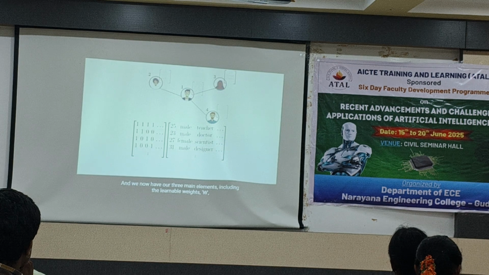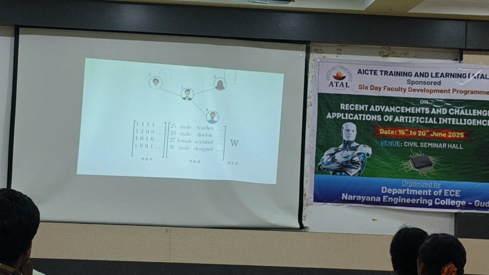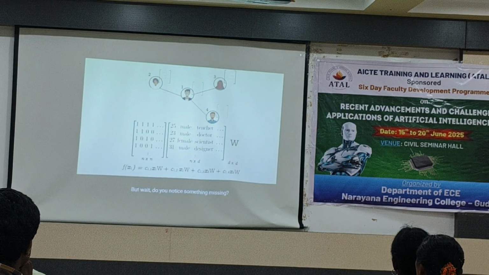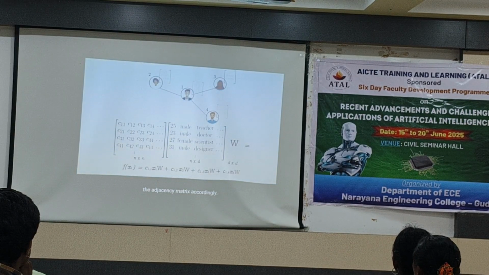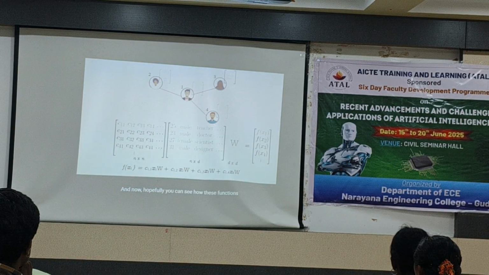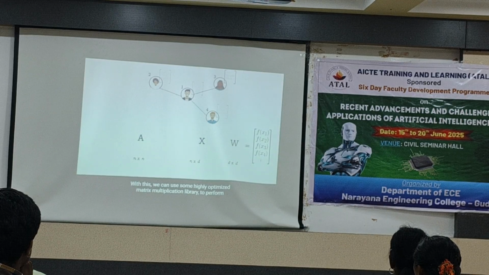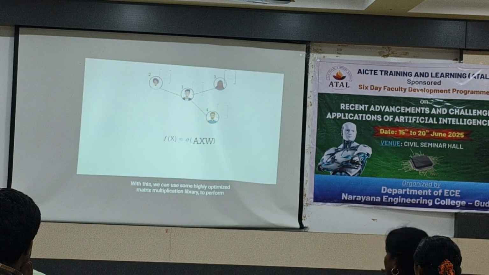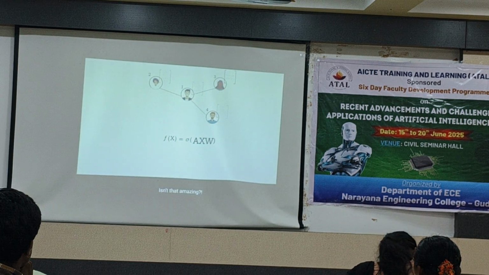And we now have our three main elements, including the learnable weights, W with all these dimensions. But wait, do you notice something missing? You got it. The importance weights for each neighbor are actually computed by changing the adjacency matrix accordingly. And now, hopefully you can see how these functions are exactly the same. With this, we can now use some highly optimized matrix multiplication library to perform message passing for all the nodes at once. Isn't that amazing?